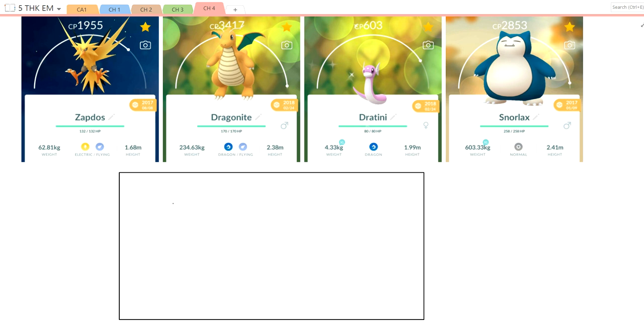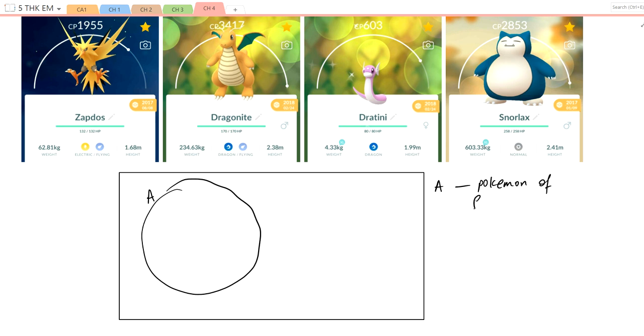So for example, I can have maybe a set of Pokemon. Let's call this set A, where A refers to Pokemon of flying type. So found inside A over here, looking at the 4 examples we have at the top, we've got Zapdos. We've also got Dragonite. Okay, because they are both flying.